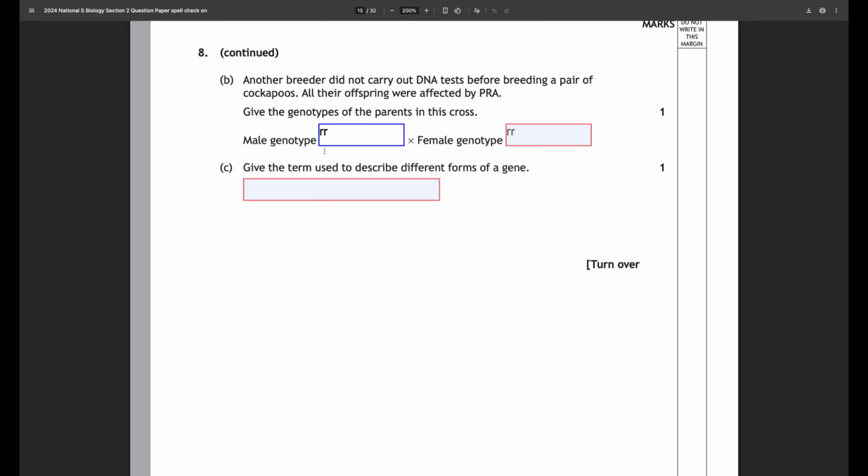If even one of those parents had an uppercase R, then at least some of the offspring would have an uppercase R and would be carriers, okay? So that's why the parents both have to be lowercase r's only.